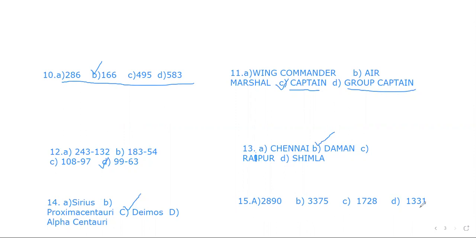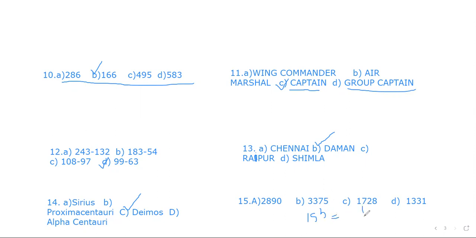2890, 3375, 1728 and 1331. See, some pattern you can get from here. I hope you have learned the cube of a number, square, cube. Now, what cube is 3375? This should click your mind. 15 cube. You will get 3375.